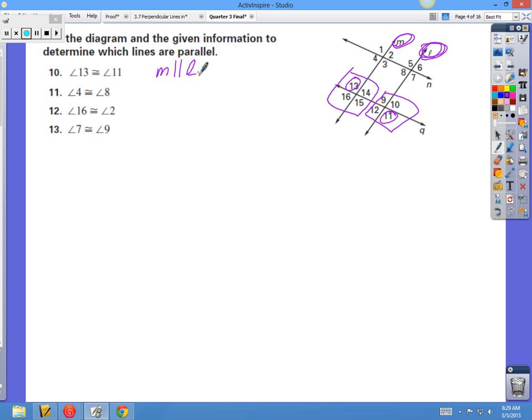And 13 and 11 would be alternate exterior angles. Number 11, 4 and 8. Okay, 4 is right here, 8. You're still linking line M and L. Those 4 are linked to these 4. So you're hooking line M and line L. 4 and 8 though are corresponding. So this would also be M and L.